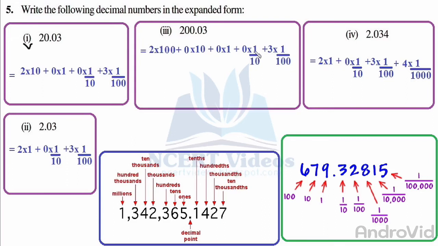That's why it came 1 over 10. Then again plus 3 as it is. Then 1 over 100. Why? Because after 2 decimals it is 100. This is how you do your questions.